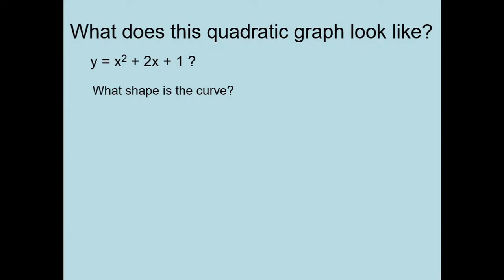First of all, we know the shape of the curve. It's going to be a U shape, or a happy face, because it's a positive parabola. That is, the x squared term is positive. The a coefficient will be +1.